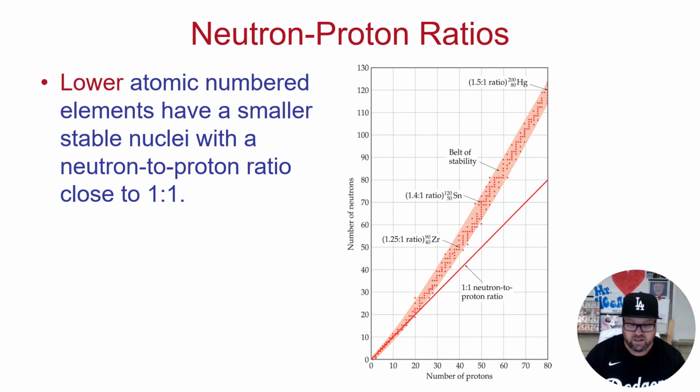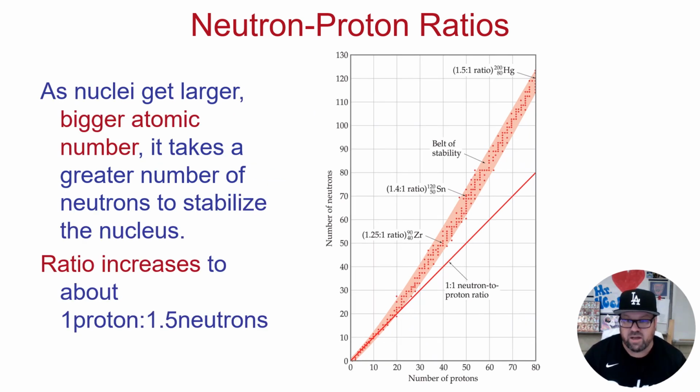All right, so if we take a look at this graph, if we look down here at the lower section of the graph, this is where atoms and their isotopes will follow a 1-to-1 pattern for stable nuclei. Okay, so lower atomic numbered elements have smaller stable nuclei, with a neutron to proton ratio closer to 1-to-1. Not perfect, like it might be 9 protons, 10 neutrons, but it's very close to 1-to-1.